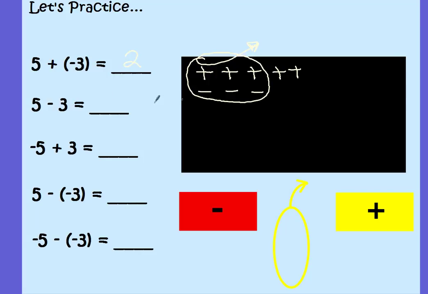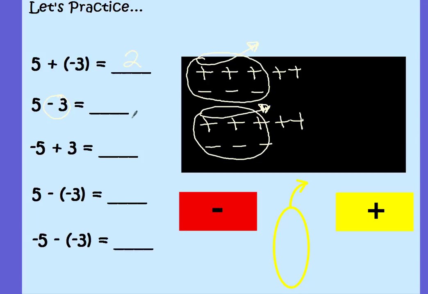Okay, let's do the next one. 5 positives, 1, 2, 3, 4, 5, and this is a -3, so 3 negatives. 1, 2, 3. I have 3 0 pairs, so I'm going to loop them, pull them out, and I'm left with 2 positives. So 5 minus 3 equals 2. You'll notice that these first two problems are the same, they're just written 2 different ways.